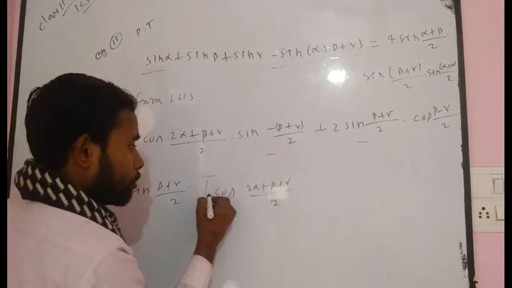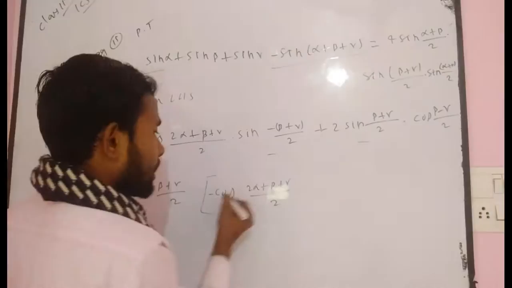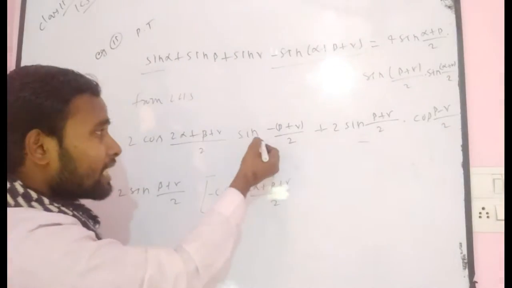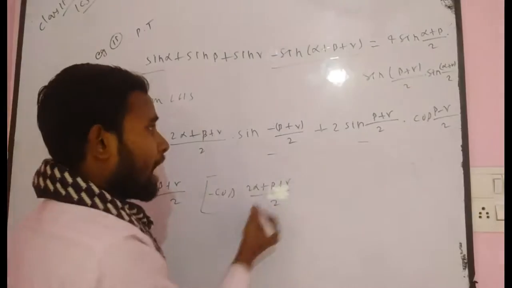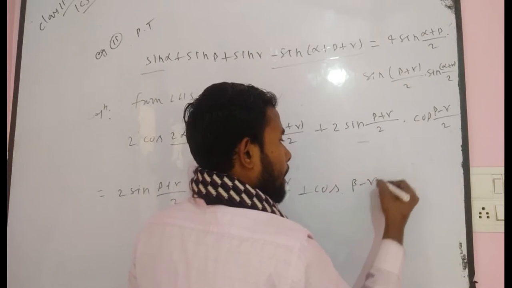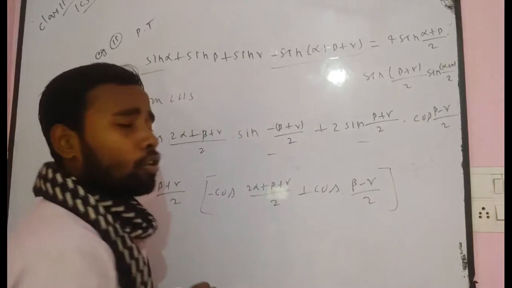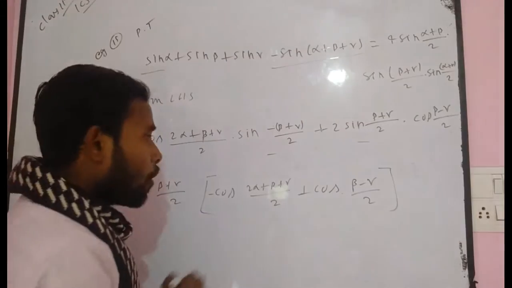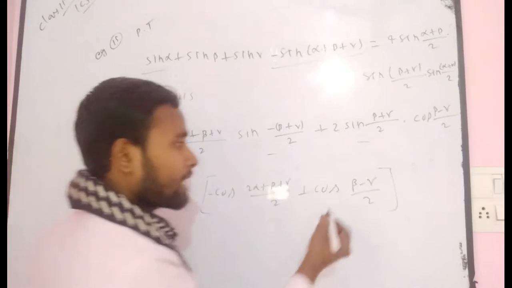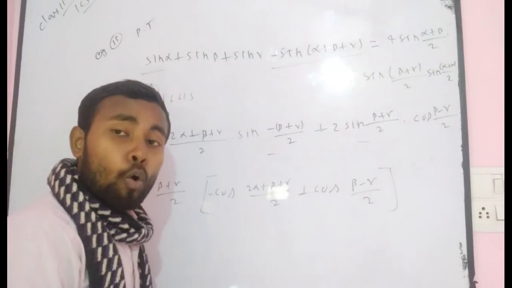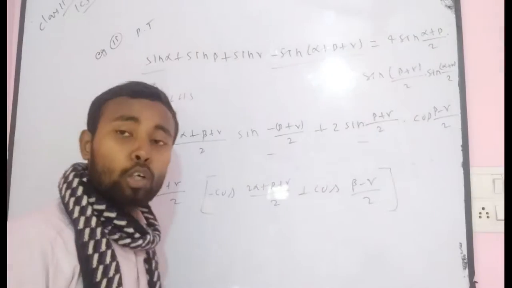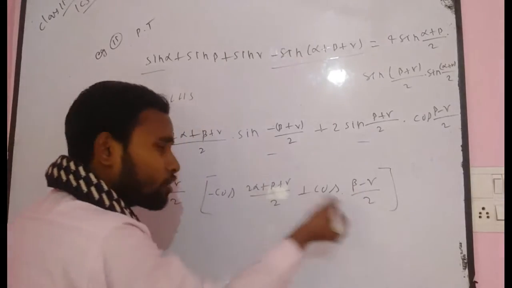Here you have to again use minus, because sin of minus theta is equal to minus sin theta, and you have already taken common only sin beta plus gamma by 2. You leave the minus. Similarly here you get cos of beta minus gamma by 2. This is your obtained expression. Now here you again have to use the formula of cos c minus cos d. Suppose beta minus gamma by 2 is equal to c and 2 alpha plus beta plus gamma by 2 is equal to d, then it is just like cos c minus cos d.